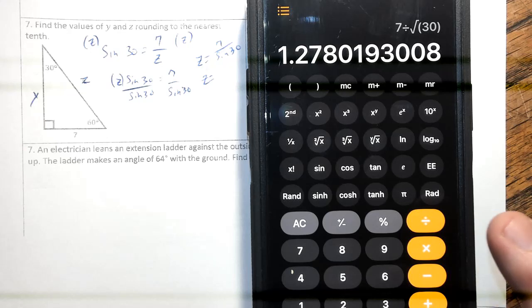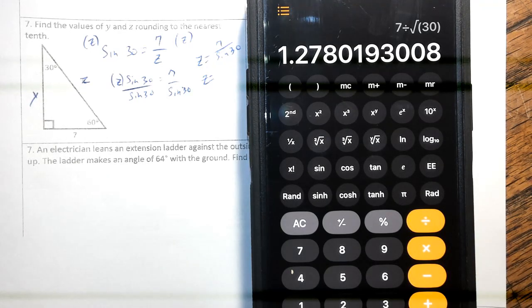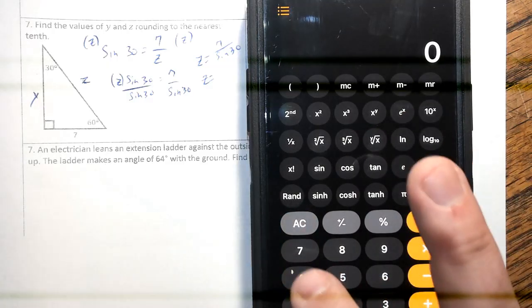Wait a minute. Is that right? Hold on. Something doesn't seem right with that. What did I do wrong here? Yeah, Z equals... hold on.